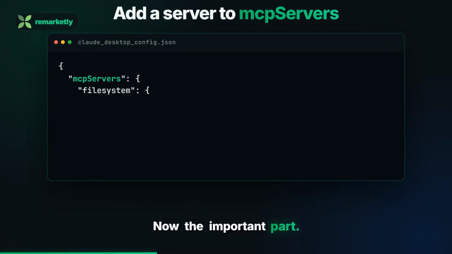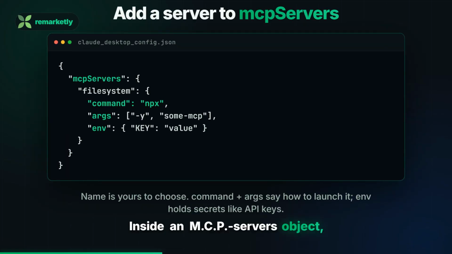Now the important part. Inside the mcpServers object, you add an entry. The name on the left is whatever you want to call it. Command and args tell Claude how to launch the server, usually with npx. And the env block is where you put things like API keys. Swap in the real package name from the tool's own docs.